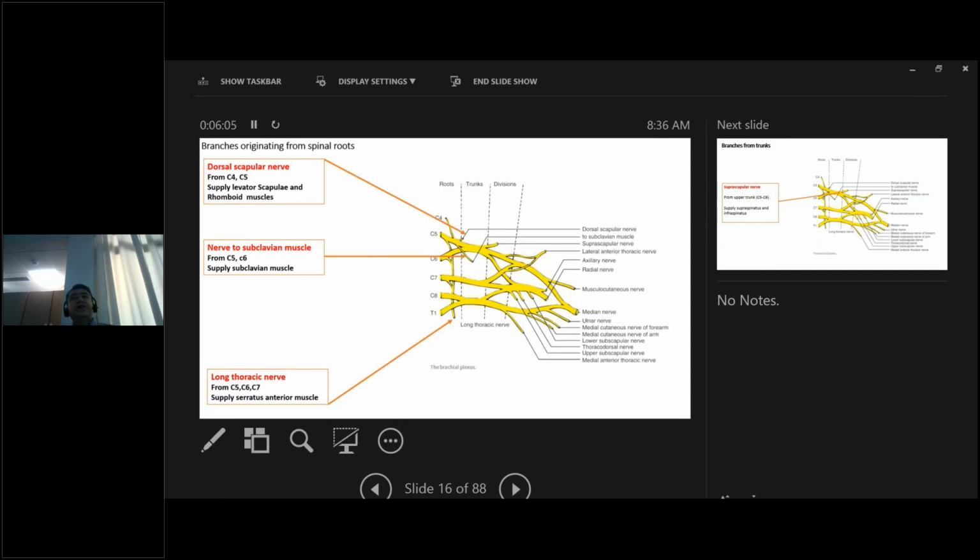Latissimus dorsi. What nerve and what root? And if you can, tell me the function. The thoracodorsal nerve. Thoracodorsal. That's great. And it comes from?